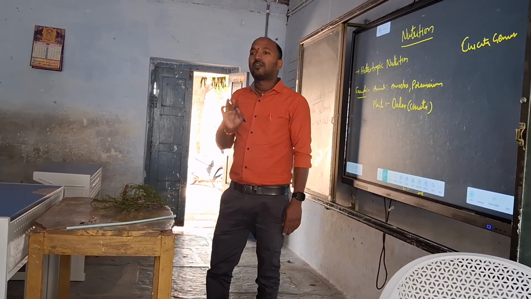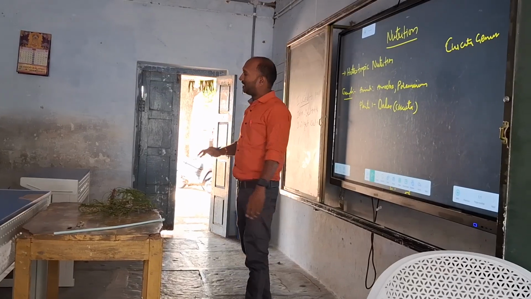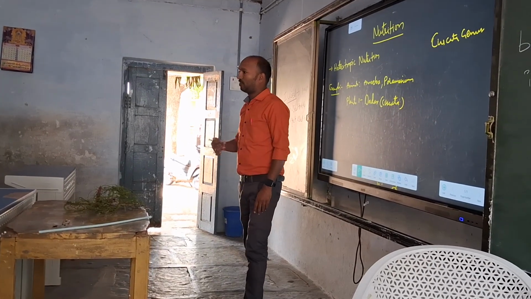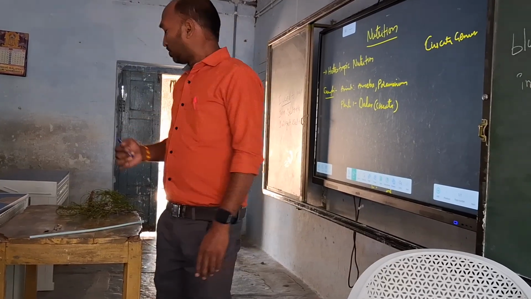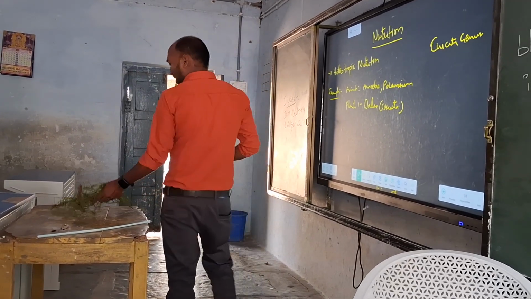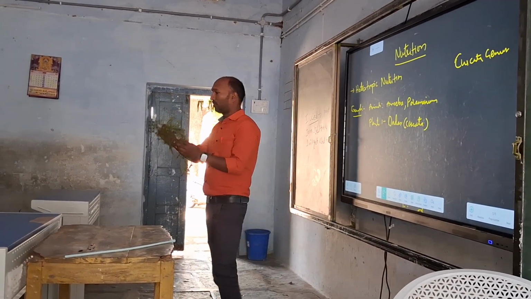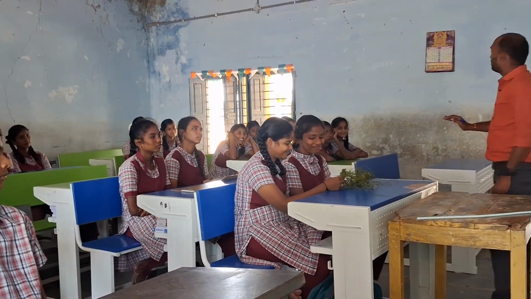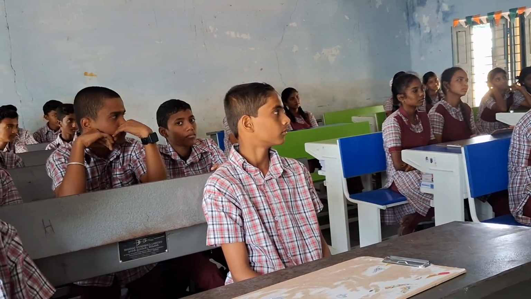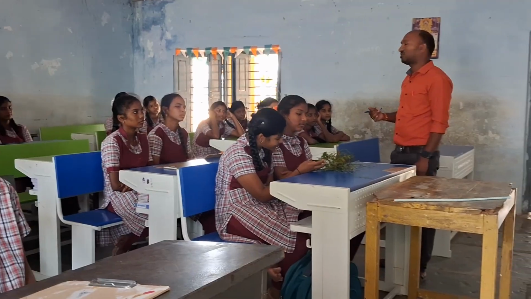It has a very little amount of chlorophyll. Even though it has chlorophyll, it depends on other plants. If we observe the Dadar plant, it doesn't have any leaves. You can see it doesn't have any leaves. Its leaves became scale-like structures in the Dadar plant.